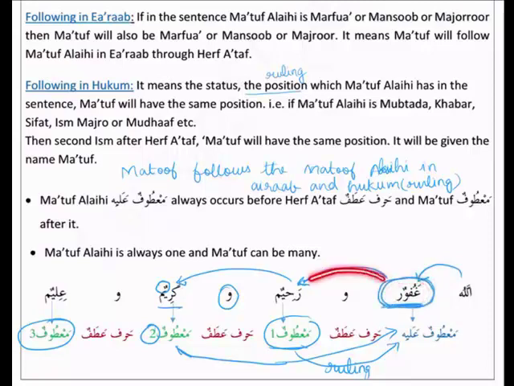So the same ruling will be applied on the other matuf. The other matufs also have to give the information about Allah subhanahu wa ta'ala. That is the ruling which they follow. Okay, I hope the point is clear. So this is in terms of jumla ismiya.